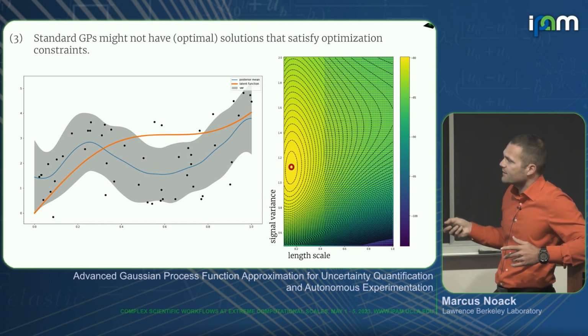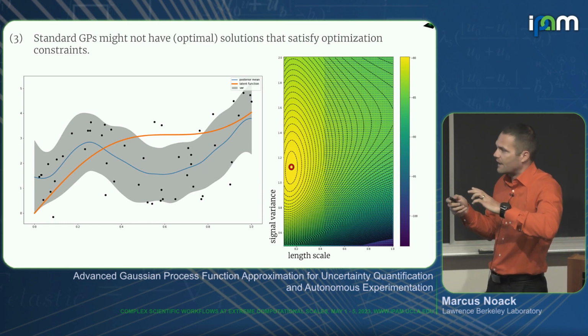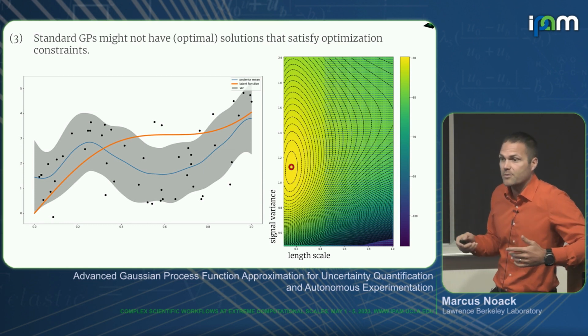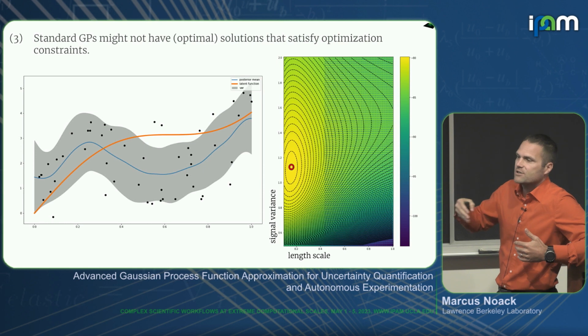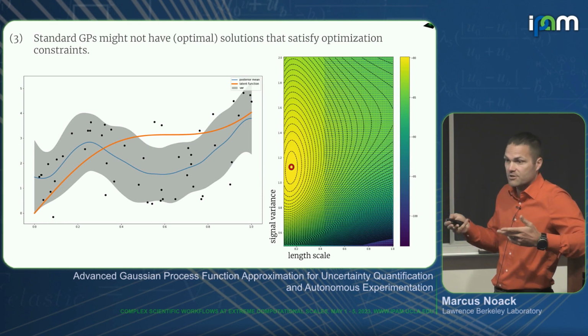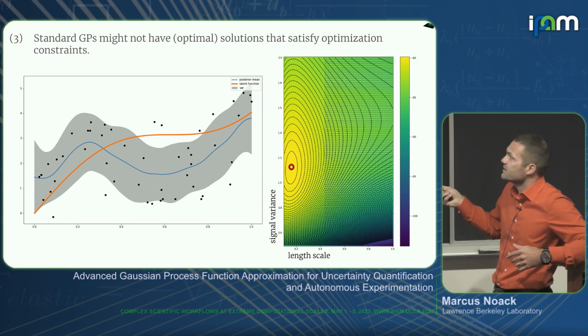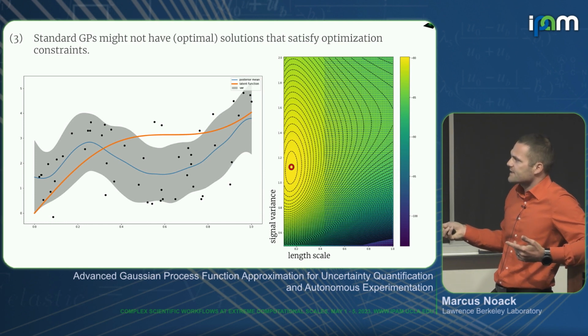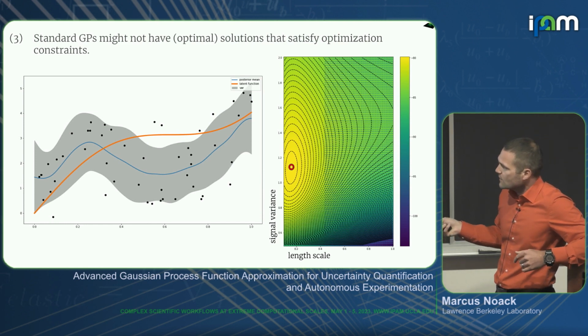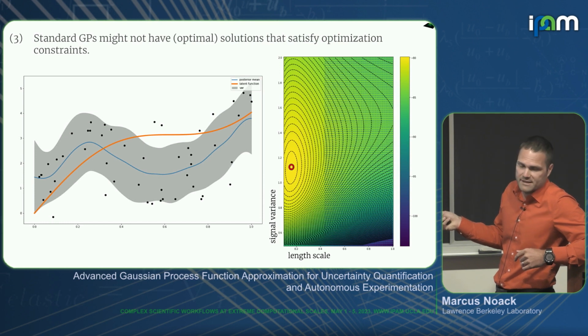And when I now plot, I can now plot the landscape of hyperparameters and of the marginal log likelihood. That's what I'm optimizing to train the GP. And this is on the right-hand side. The standard kernels have a length scale and a signal variance. And I find the solution just fine with my optimizer.